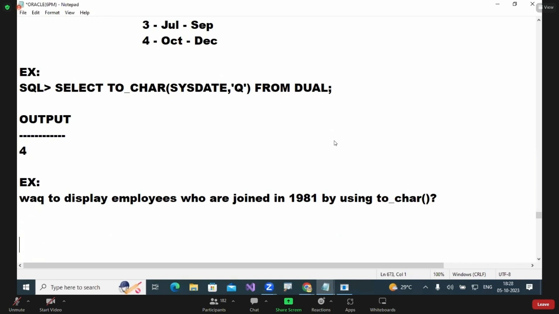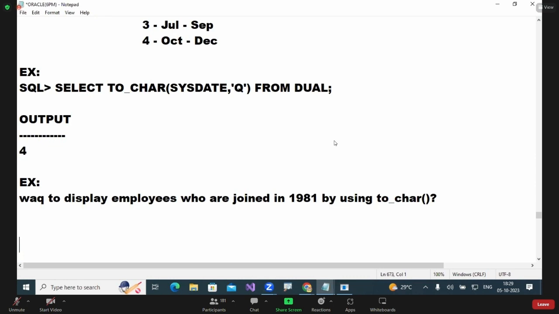So actually this 1981 we already discussed in two ways. One is by using the LIKE operator, we can fetch this. Then we used the BETWEEN operator to fetch this. And now the technique is the TO_CHAR function. So that means for the same requirement, we have different techniques.